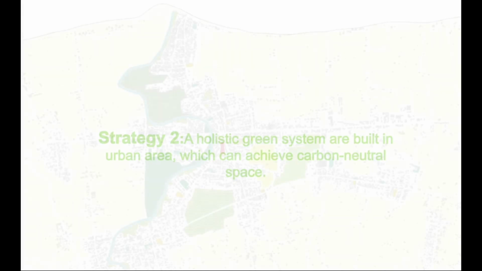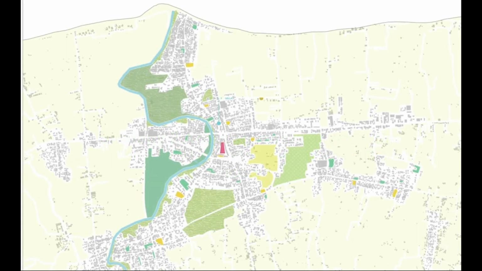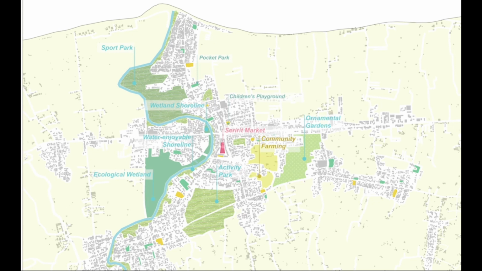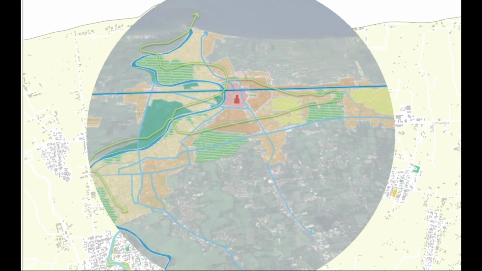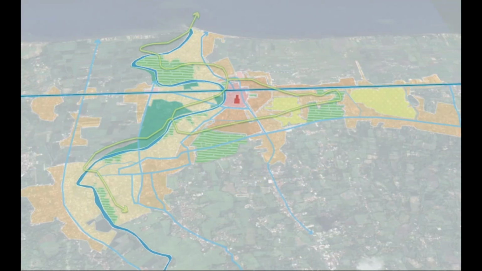In the final strategy, a holistic green space is built in the urban area with different functions and scales. Besides, slow traffic routes are established to connect the green space. Overall, based on the characteristics of the cluster form, the strategies will provide a low-carbon urban area for the local residents in 2045.